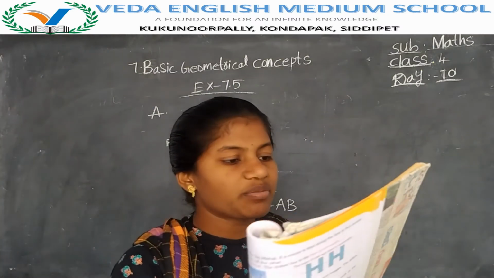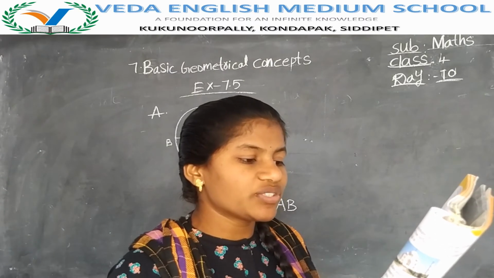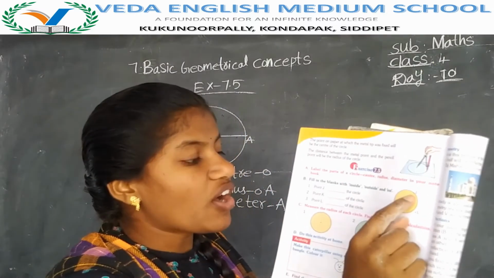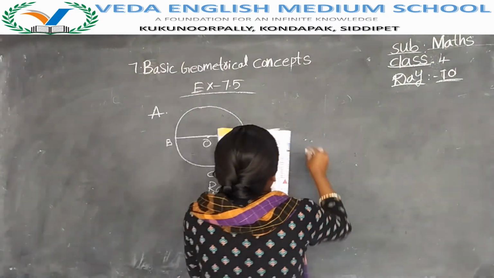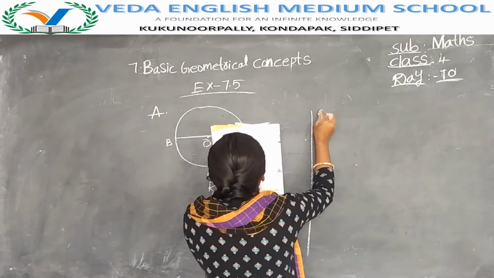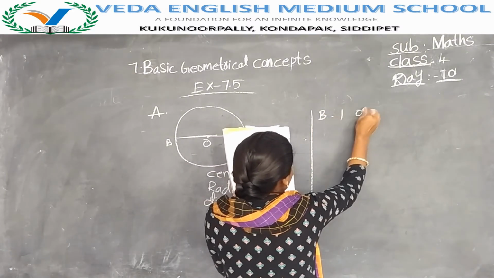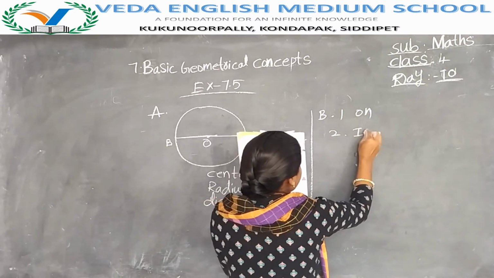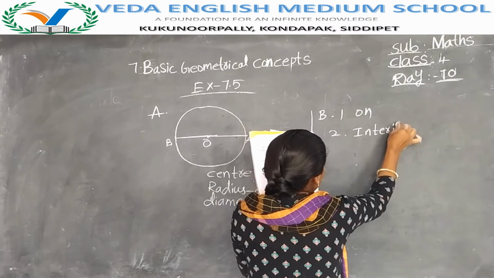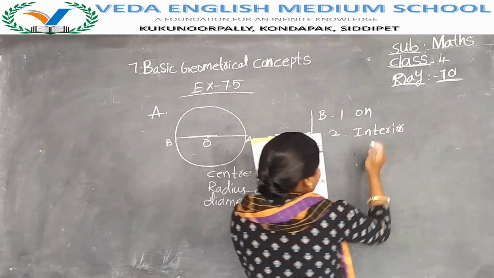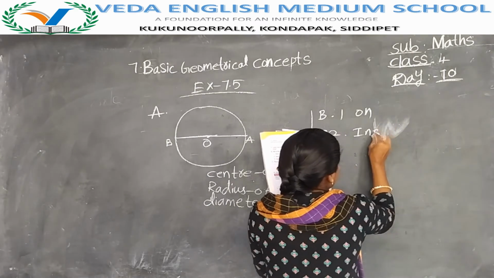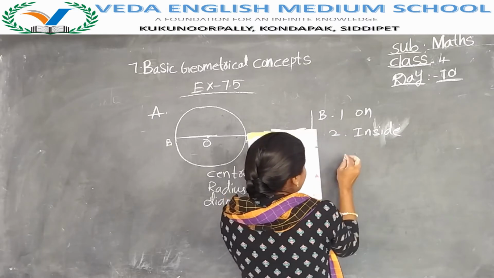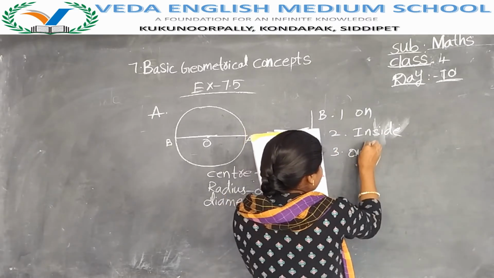Next, B bit: fill in the blanks with inside, outside and on the circle. Point J is on the circle. So B bit first answer is on. B bit second one: point K is dash of the circle. They have given inside here, so we will write inside only. Point L is outside. Third one, outside. B bit has completed.